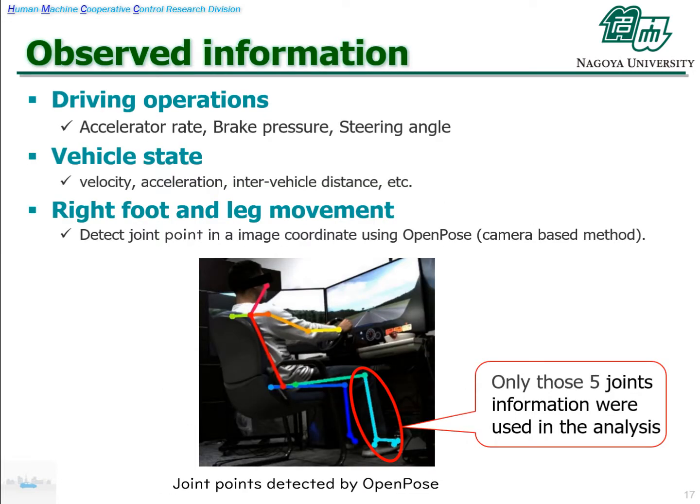In this experiment, we observed this information. The driving operations include accelerator rate, brake pressure, and steering angle. The vehicle states include the velocity of the vehicle, acceleration, and the inter-vehicle distance. The motion of the right foot and leg was also observed by a deep learning model called OpenPose. The observed motion information is the position of each joint point in the image coordinates. Here, only those 5 joints' information was used in the later analysis.